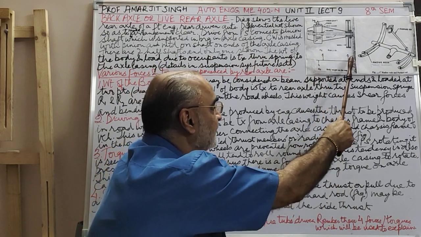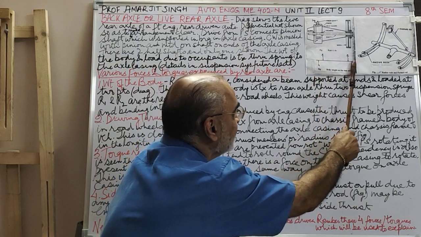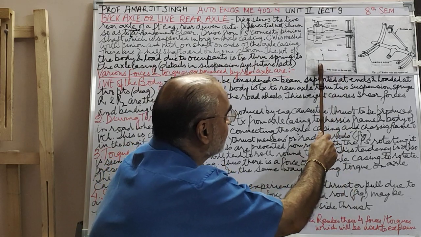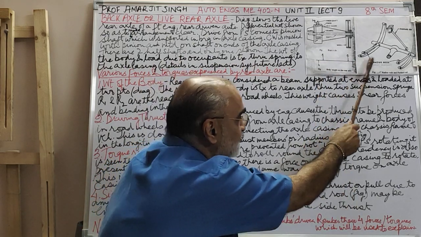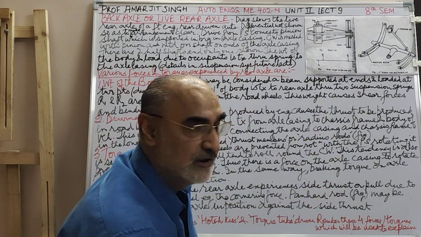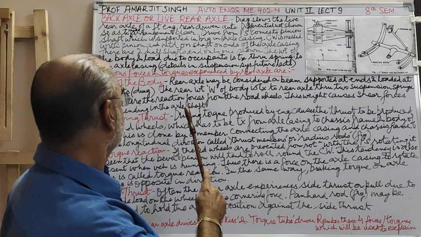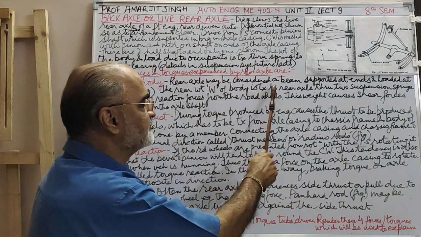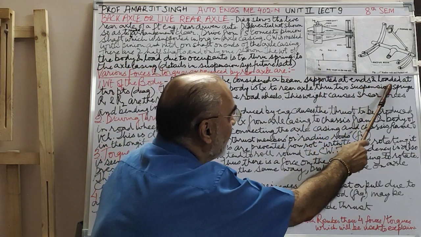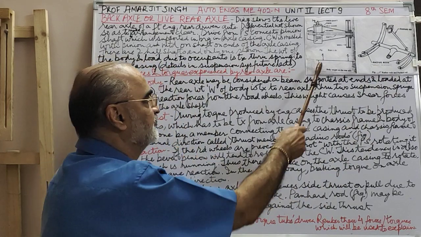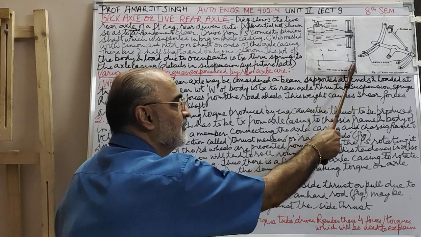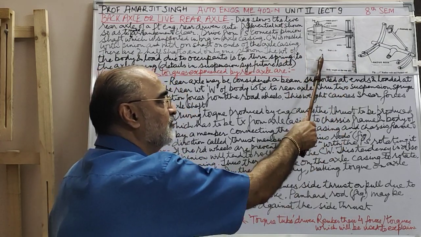So W by 2 here, W by 2 there, and the axle can be considered as a beam for study purposes. As I said, the wheels are outside. So R1 and R2 are the reactions of the wheels. Let's read it. Rear axle may be considered a beam supported at ends, and is loaded at 2 points as shown in the diagram through the spring. Because springs are here, therefore we have to take these 2 points. R1 and R2, this is where the wheels are.